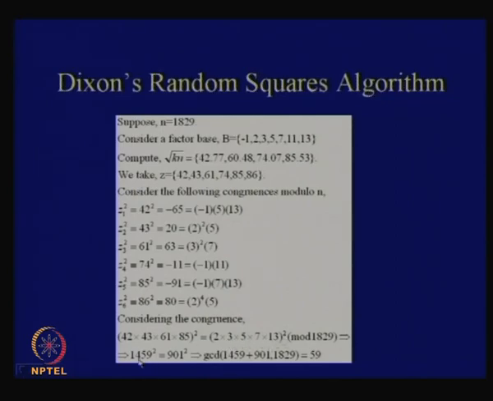So you find that you have been able to find two numbers which are not equal to each other or negative of each other, but whose squares are equal modulo n. That means if I compute the GCD of 1459 plus 901 with 1829, then I get one of the factors of 1829. So this forms the basis of quadratic sieves.